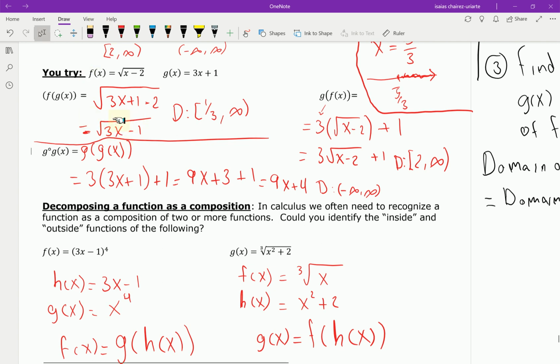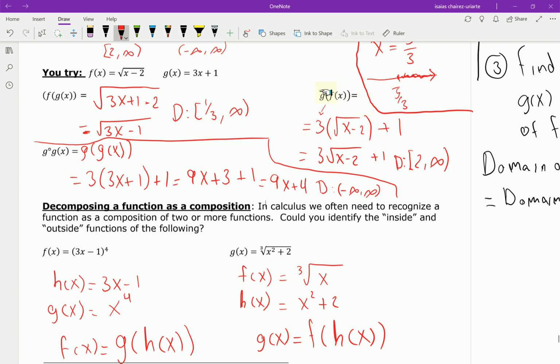That is the simplified form, and I am going to go ahead and say that the domain of this new function is 1/3 to positive infinity. I hope that you agree with that domain. All right, so let's see. Let me also separate this out here.